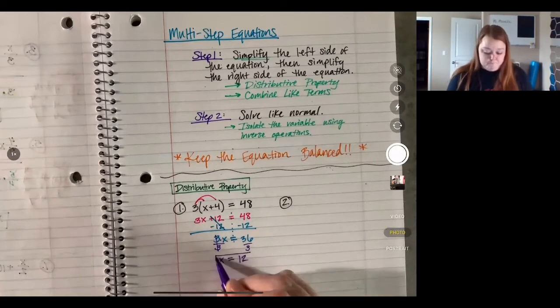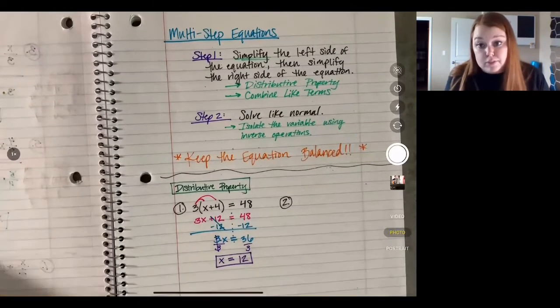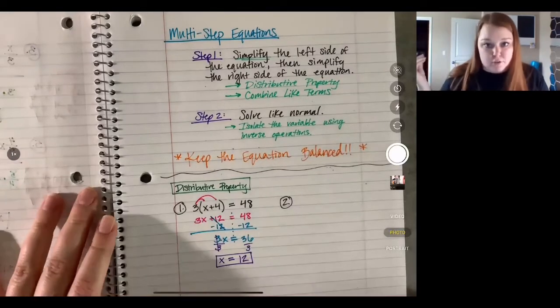Okay. So there you go. You just did a multi-step equation. Basically, you're simplifying first, and then you're solving like normal.